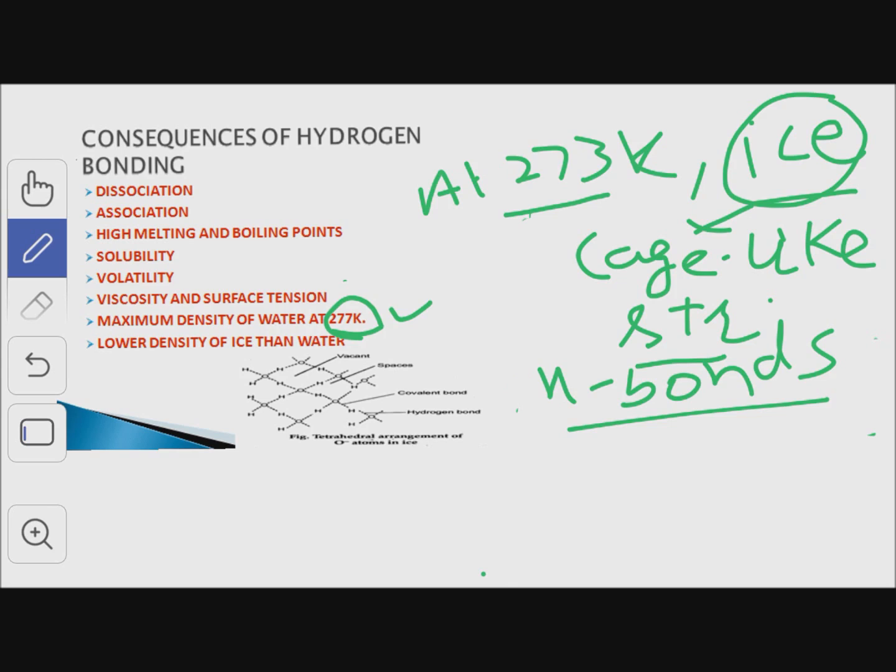After 277 Kelvin, the liquid water expands due to absorption of energy. Molecules get sufficient energy to get apart from each other, and the volume of the liquid water increases, and hence the density decreases. It means there is maximum density of water at 277 Kelvin.